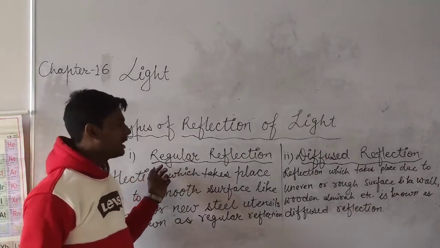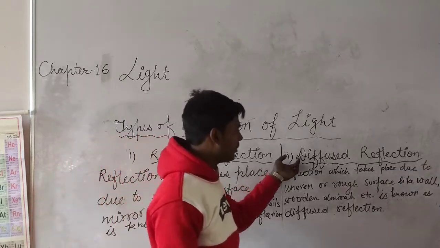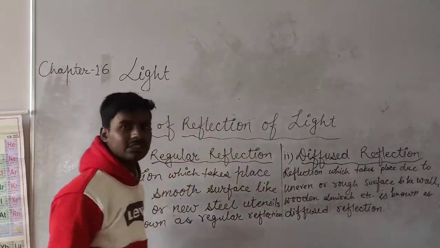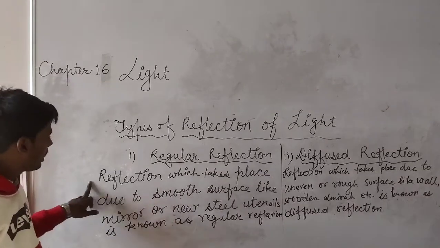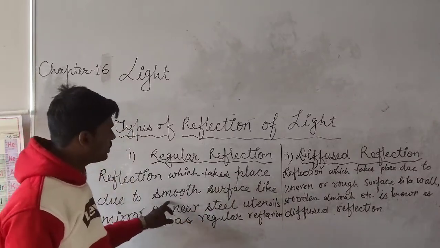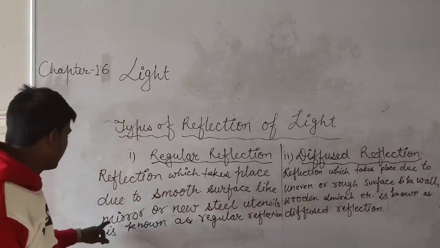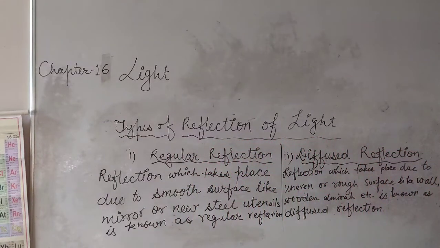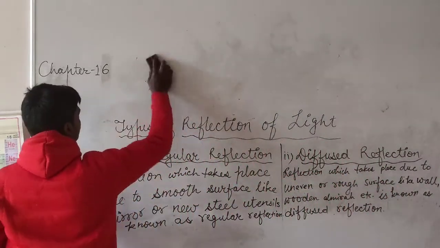Now, regular means that type of reflection which follows a pattern, and the type of reflection which does not follow any pattern and happens in a random way is diffuse reflection. Let's talk about the definition first, then the diagram. Reflection which takes place due to a smooth surface like a mirror or new steel utensils is known as regular reflection.